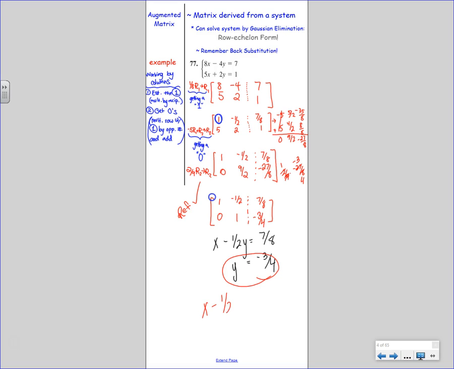So x minus 1/2 times -3/4 equals 7/8. You guys already got that to be plus 3/8, right? Oh, hey, what's 7/8 take away 3/8? 4/8 is just 1/2. So at the end of the day, we end up with the point 1/2, -3/4.